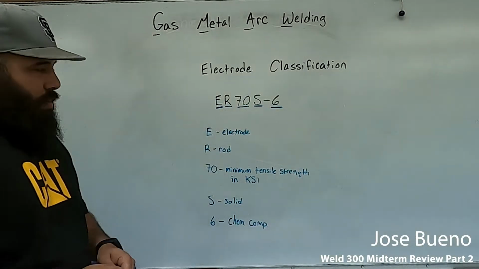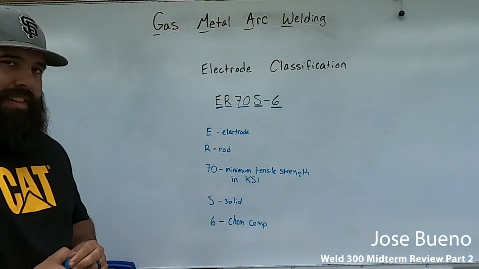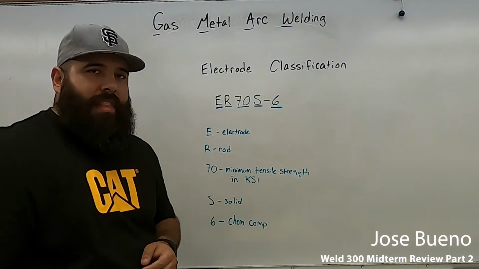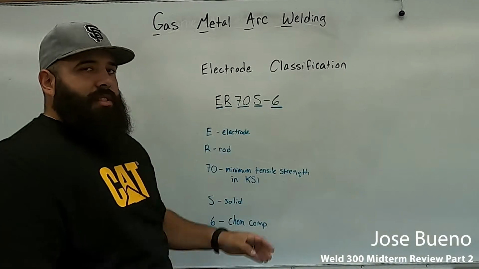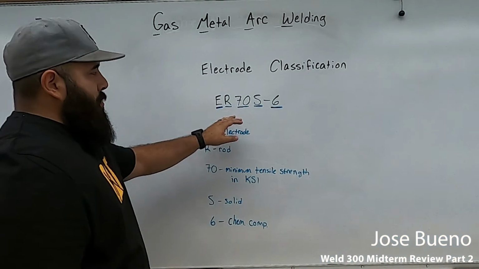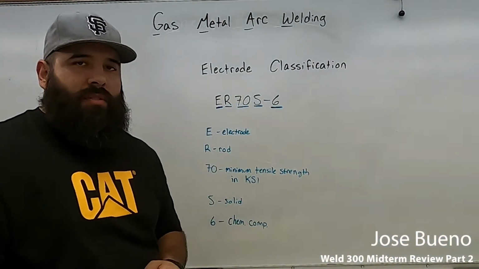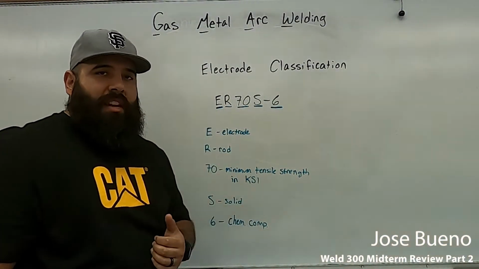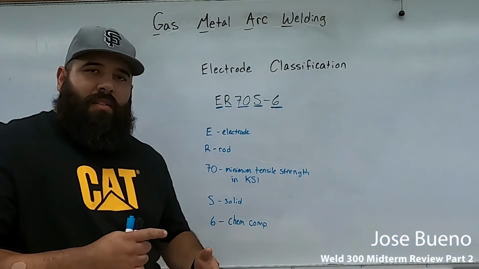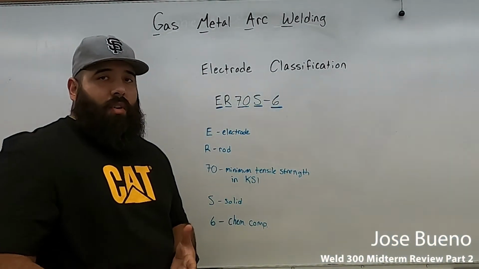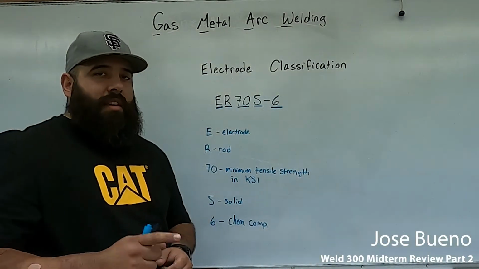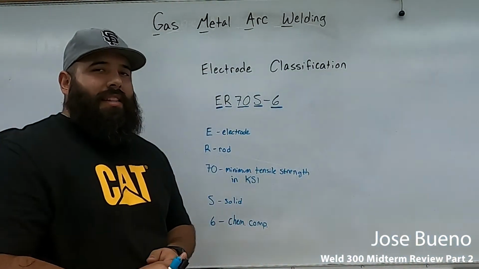One thing that you're probably wondering about and notice that is missing is whether or not there is a letter or number that tells us what position we can use this electrode in. And so that is the cool thing about GMAW, is that all electrodes that are used with gas metal arc welding can be used in all positions. So it doesn't matter if it's flat, horizontal, vertical, or overhead, you can use the same electrodes for all of those positions. The only thing you have to change is your technique and the settings on the machine.